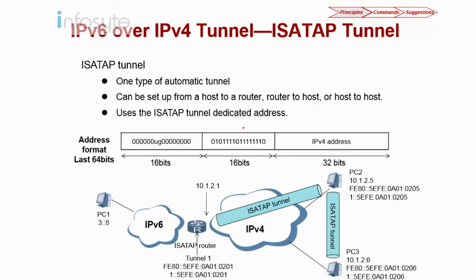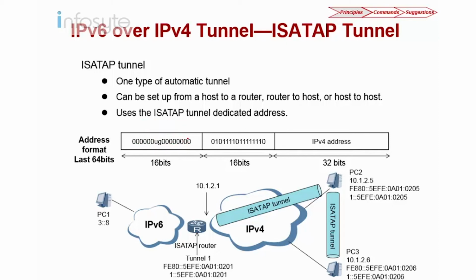Now if you look into the ISATAP tunnel, they do have a very specific, dedicated address. You notice that in the first 16 bits, these are 0 except for the U and the G here. The U here represents whether this is a global address or a private address. If it's a private address, it's a 0. If it's global, then it's a 1. The G here, if it's a unicast, is a 0. If it's a multicast, it's a 1.